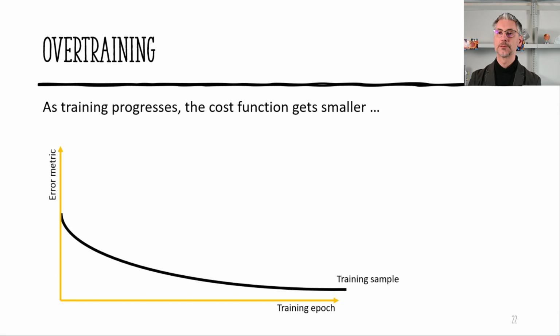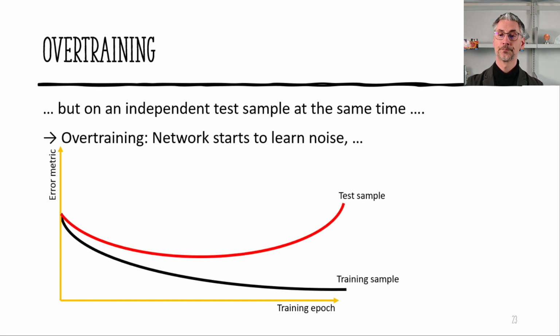One of the key things we need to avoid is overtraining. As training progresses, the cost function gets smaller and smaller. And on the training sample, we observe this effect. So this sounds like a good thing, right? Apart from the fact that maybe on an independent test data sample, at the same time, the error starts to go up again, and this is what's called overtraining. The network starts to learn noise and not the fundamental relationships in the data, but it's picking up random fluctuations, and this is not what we want to do.